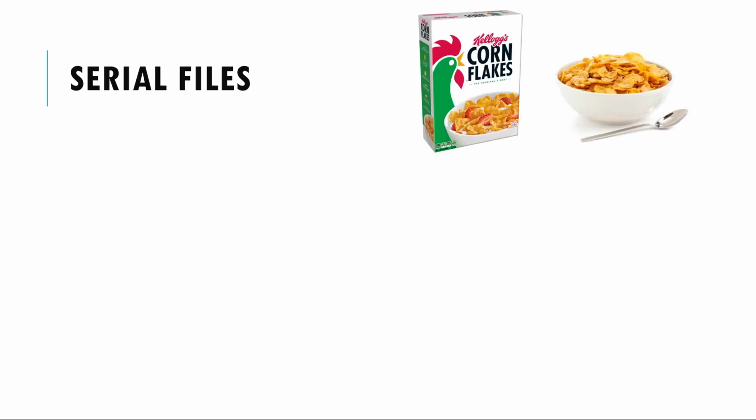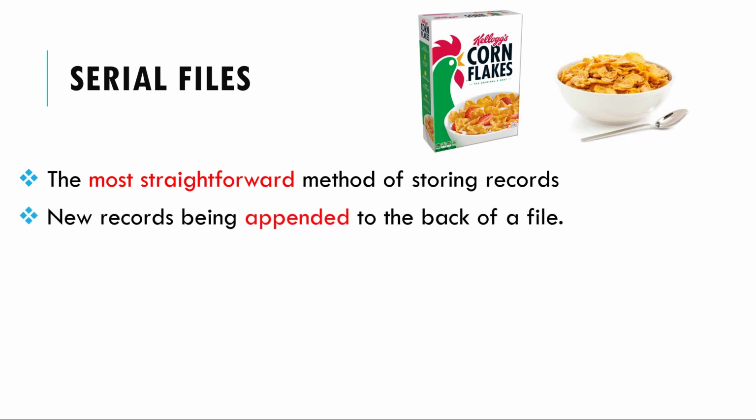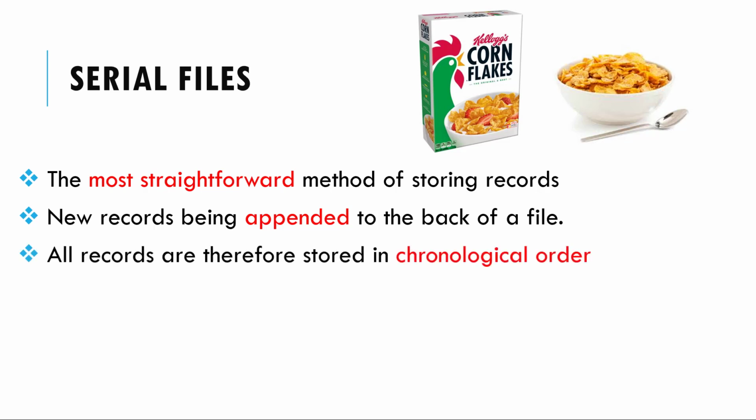The first one is a serial file, and that's the most straightforward of all our files. A serial file basically just gets data appended to it, and when we say append, we mean adding data to the end of the file, and all the records are stored in chronological order. That means time ordered, so the time they arrived is the place that they get stored.